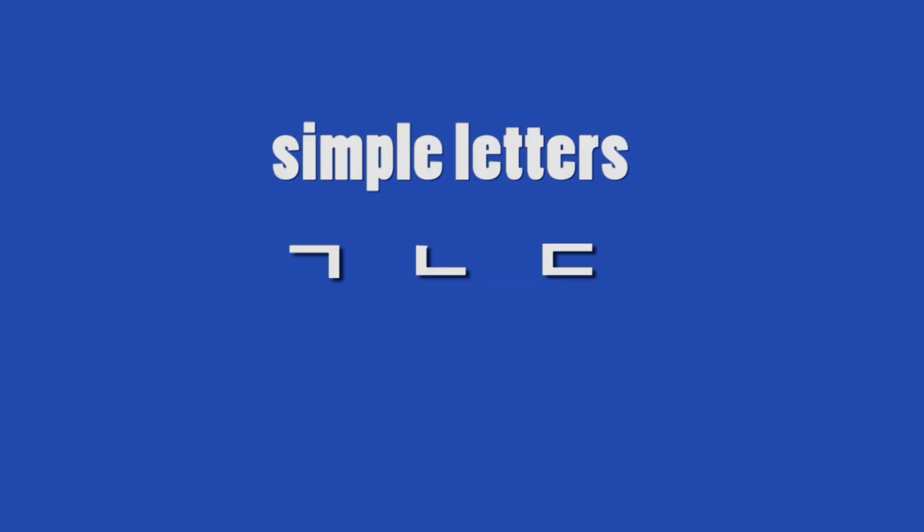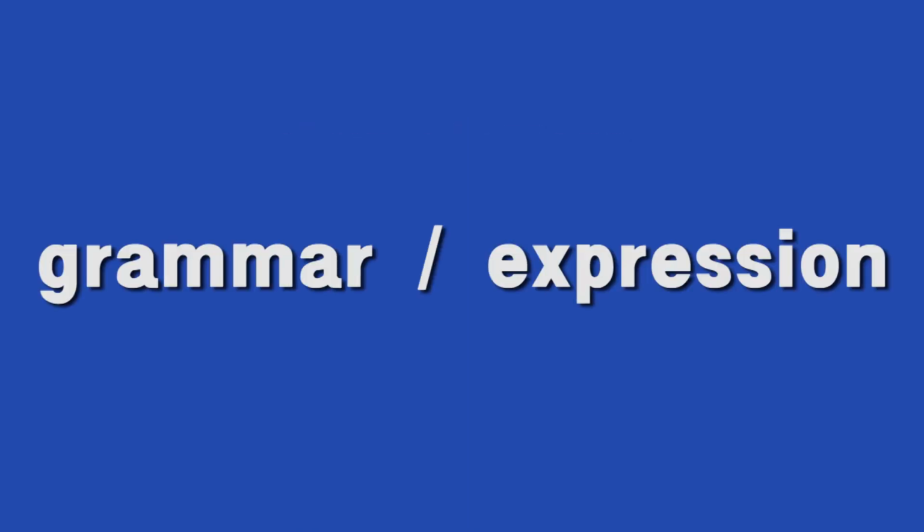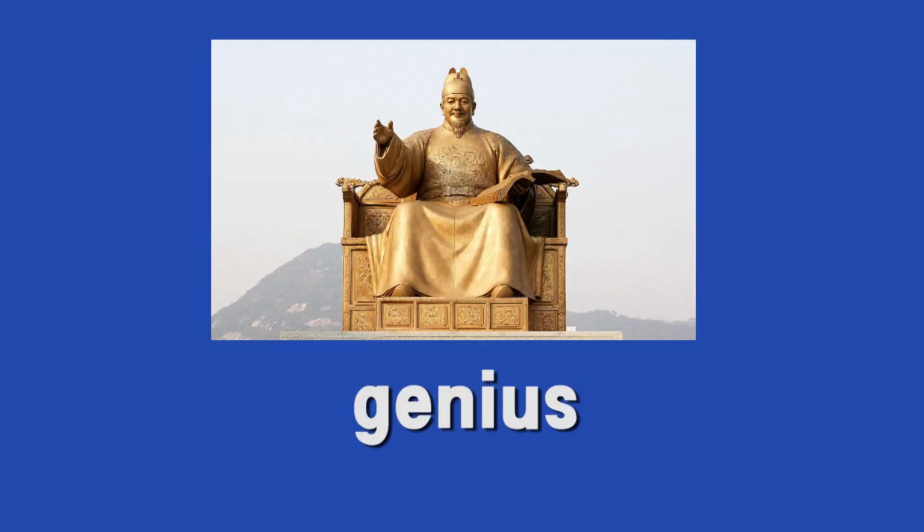Today I'm going to teach you how to read Korean in a few minutes. The Korean alphabet is called Hangeul, and many linguists say it is the world's easiest writing system. If you look into each letter, it is very simple, but the grammar and expression is a different story. When King Sejong created Hangeul, he said, "If you're smart, you'll master Hangeul in one day. Even a fool will take 10 days to master Hangeul."